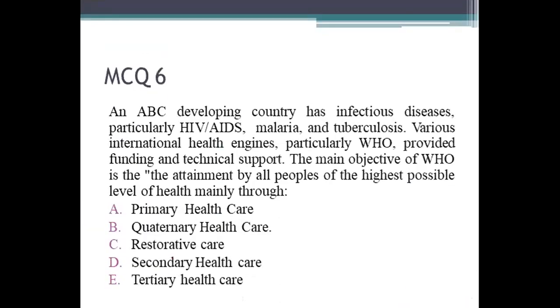MCQ 6. An ABC developing country has infectious diseases, particularly AIDS, malaria, and tuberculosis. Various international health agencies, particularly WHO, provided funding and technical support. The main objective of WHO is the attainment by all the people of the highest possible level of health, mainly through: A. primary health care, B. quaternary health care, C. restorative care, D. secondary health care, E. tertiary health care.